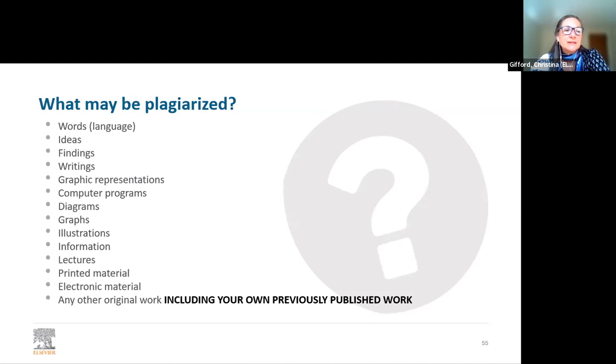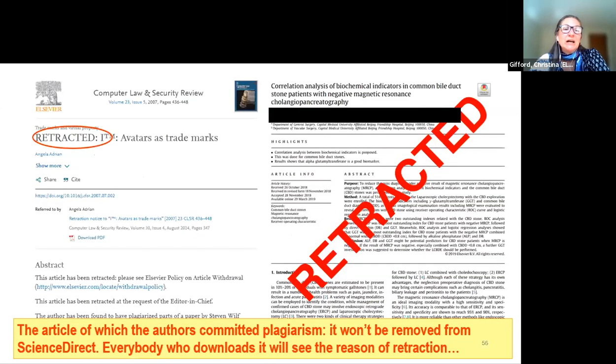Because what happens is that, if there is a case of plagiarism, once a paper is published, it's out there. There is no pulling it down off the internet. This is what it looks like. This article, of which an author committed plagiarism, is on Science Direct. It stays there, and instead it shows it as being retracted, so for all the world to know.